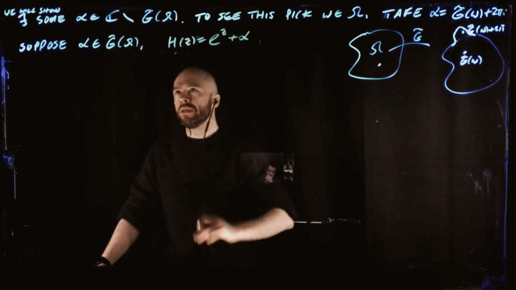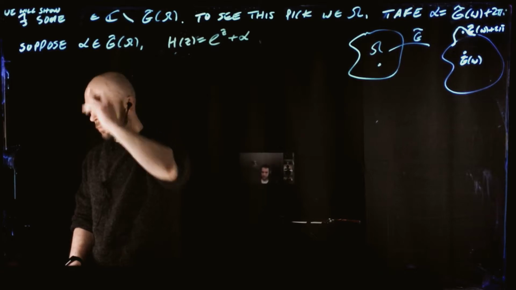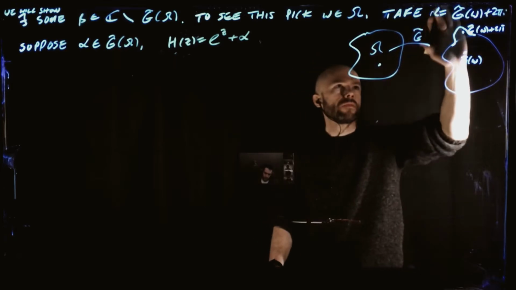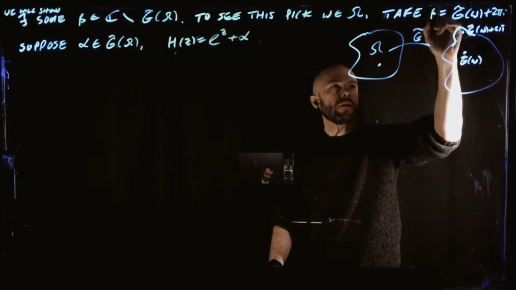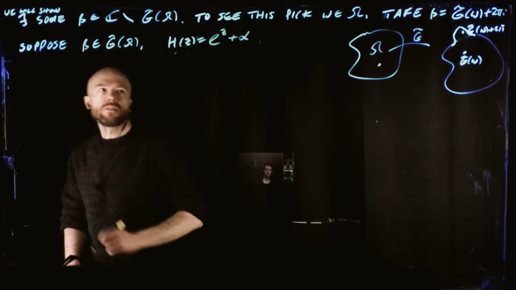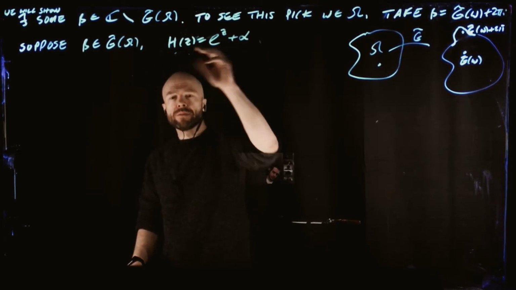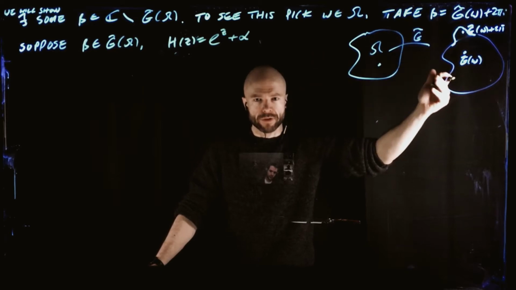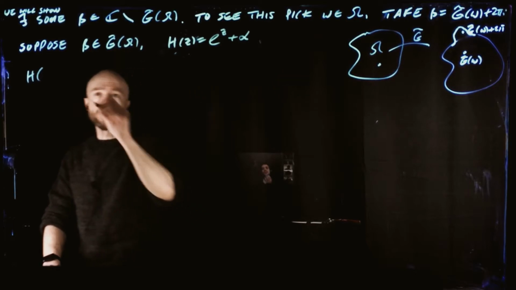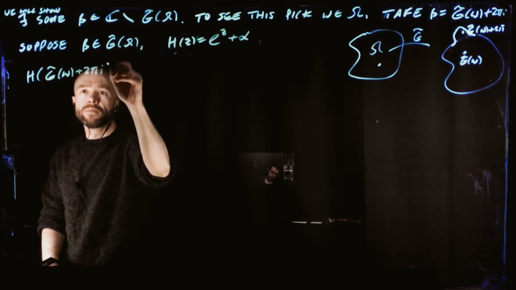Oh, we've used alpha too many times, so let's not call it alpha. Let's call this beta. Suppose beta belongs to this thing. Then we should be able to invert it with this mapping because it's inside this set that we've shown is already invertible. So h of this mapping, G tilde of w plus 2 pi I.